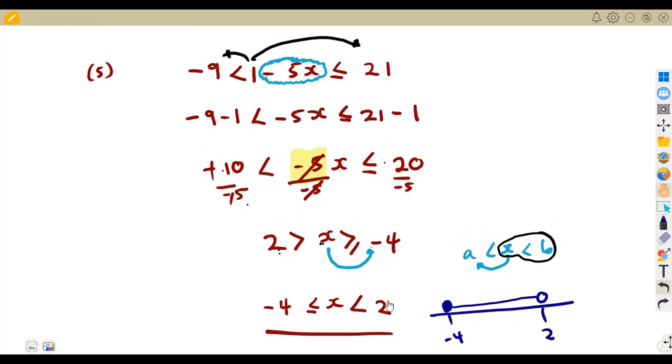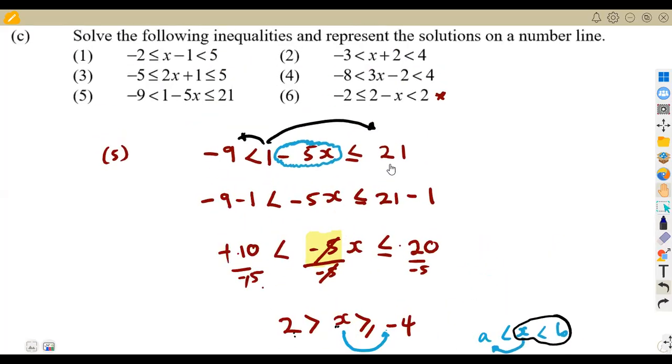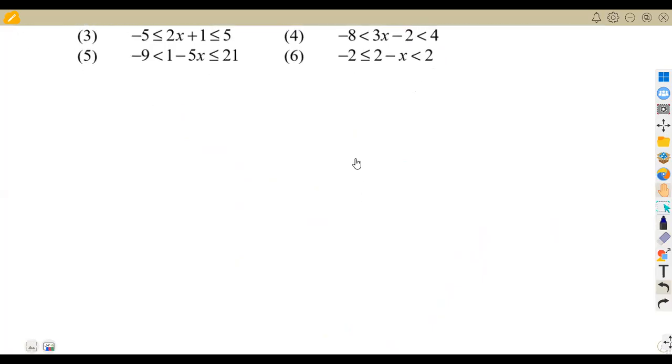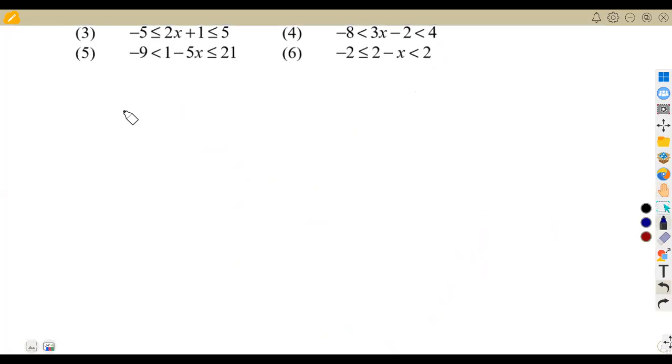It's greater than or equal to -4. -4 is part of the solution. But 2 is not involved. It's less than 2, meaning to say 2 is not part of the solution set. So like I said, these are the questions that you're given. Just try to work on as many questions as you can.